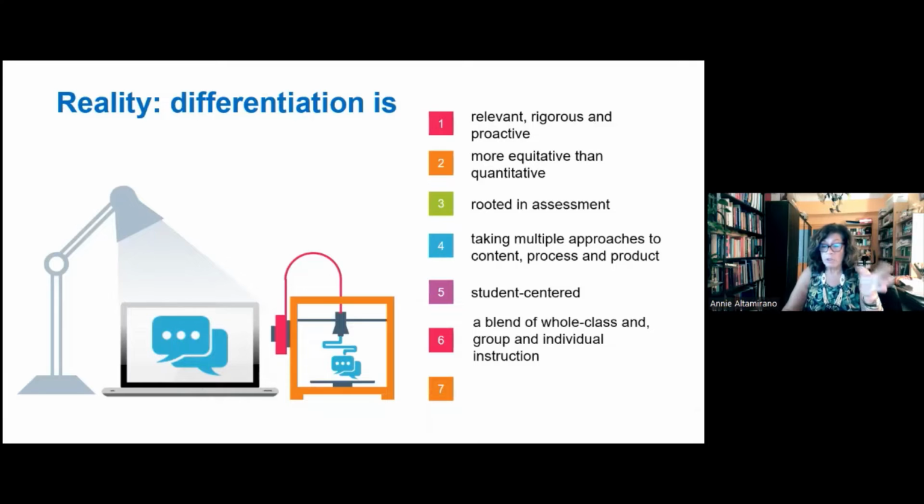It is a blend of whole class, group, and individual instruction, because we are going to have different types of grouping, and we can differentiate by grouping too. And finally, it's organic and dynamic, because students and teachers learn together. Ongoing collaboration with students is necessary to refine the learning opportunities that they have, so that these opportunities of learning are effective for each learner.